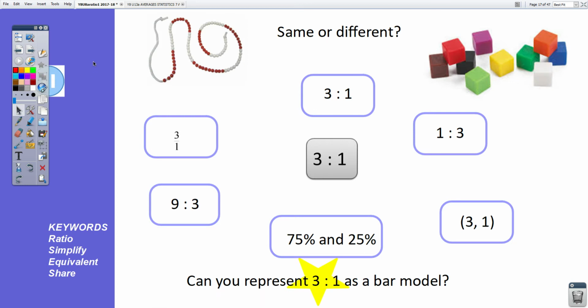Right, are these same or different? Something else for you to consider. Don't just put same, different. Think about why they are the same or different. Pause the video please, teacher, and unpause when you are ready to have a look at the answers.